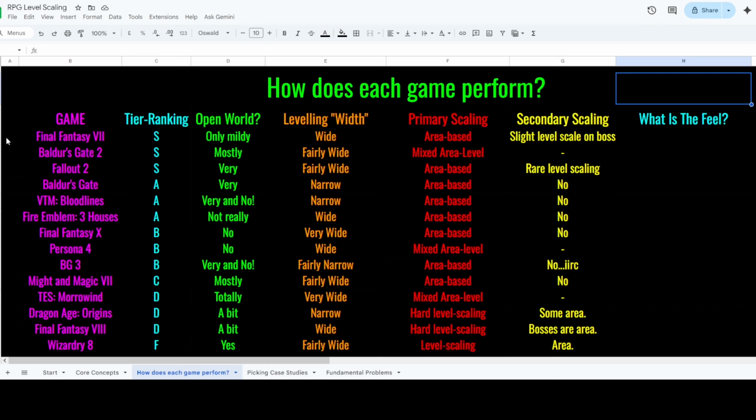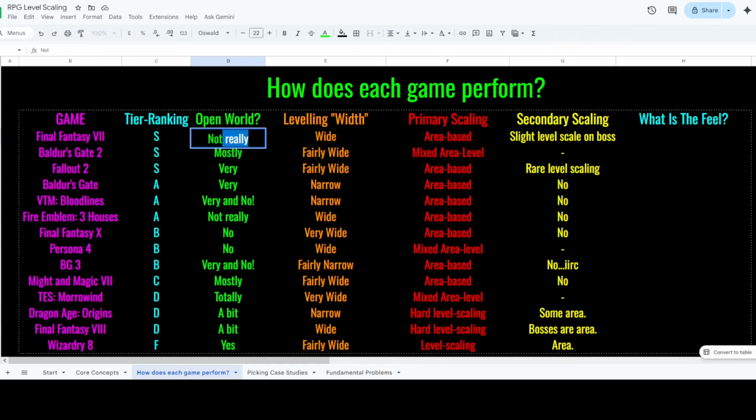So yeah, Final Fantasy VII, in keeping with most JRPGs, most Final Fantasies in the general formula, it uses hard area-based scaling. So it's not really an open world. I mean, we've got that only mildly. I'm going to put not really. We were talking about that in a slightly different sense on the other video, which I just carried on from.